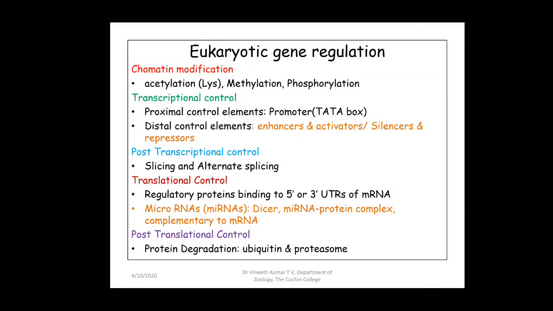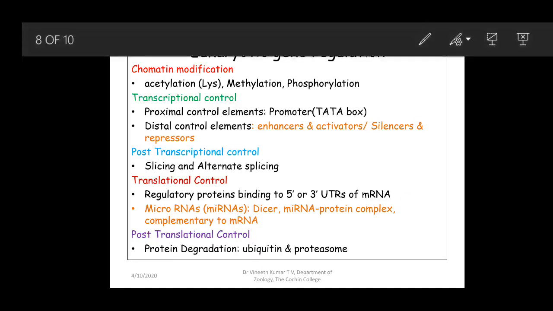Coming to the distal control elements, there are two types of distal control elements. They are called enhancers and silencers. As I said in the previous video, these sequences are seen far away from the gene to be transcribed, but they influence the activity of the gene. Such elements are called distal control elements. One distal control element is the enhancer, the other is called the silencer.